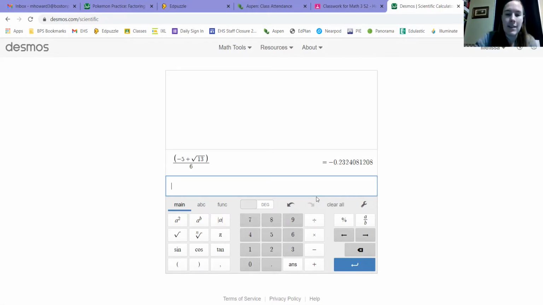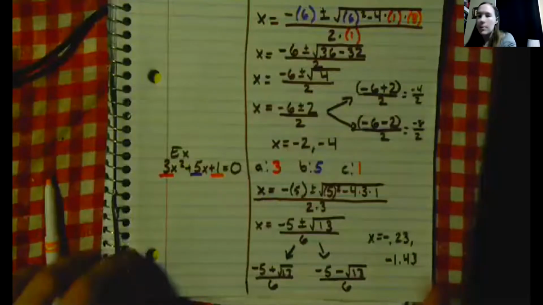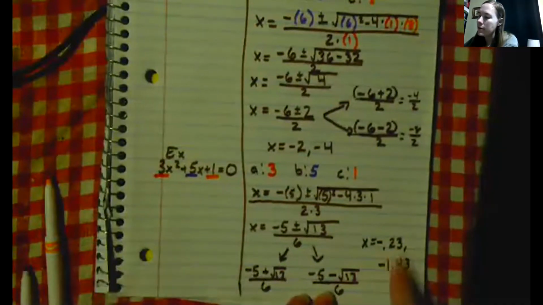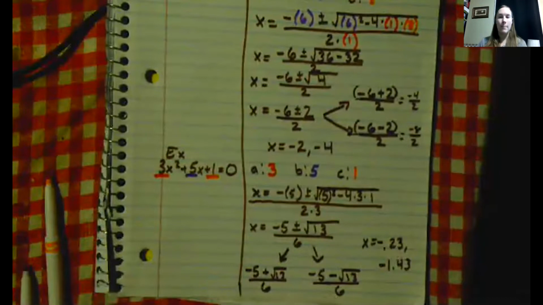Now I want to do the same thing with subtraction. So negative 5 minus the square root of 13 divided by 6. And that would give me x equals negative 1.43. So those are my 2 x values. So the way you would write them is like you were before. You just have x equals, and you would write your 2 numbers.